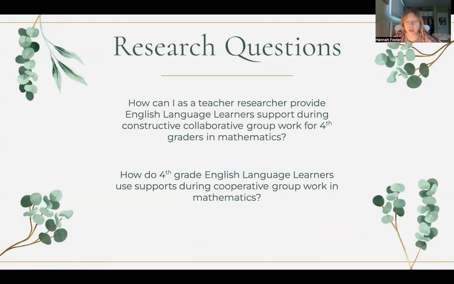My research questions focused on teacher and student related aspects. My teacher question was, how can I, as a teacher researcher, provide English language learners support during constructive collaborative group work for fourth graders in mathematics? And my student question was, how do fourth grade English language learners use supports during cooperative group work in mathematics? So I really focused on how I can be providing those supports, and how students will be using those supports to help them in their math discussions.